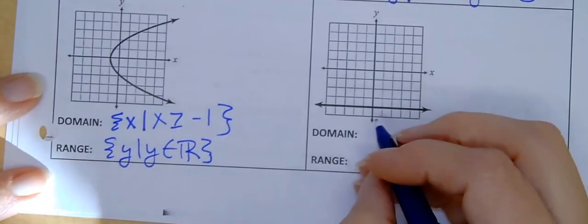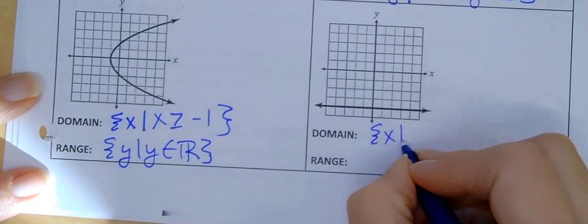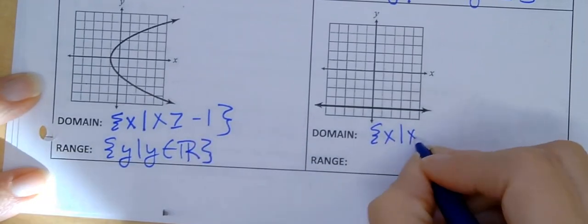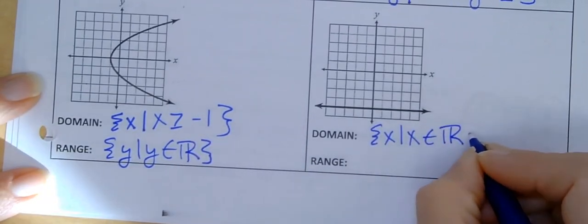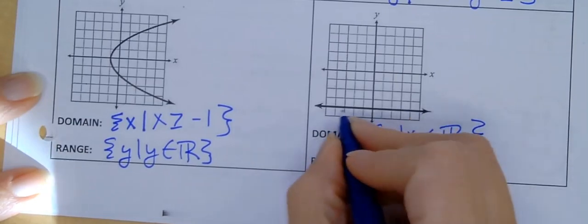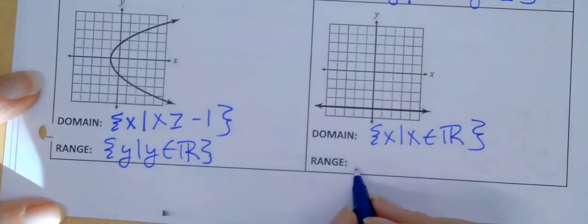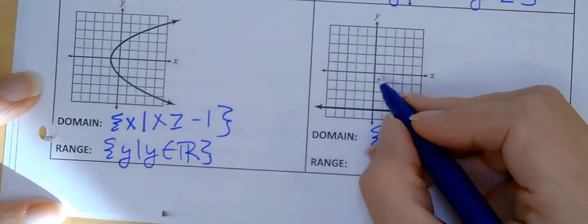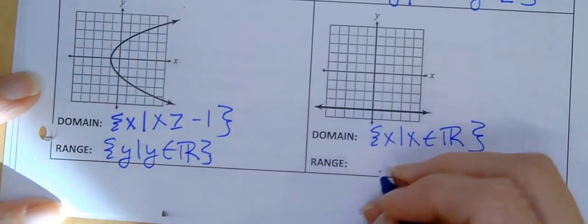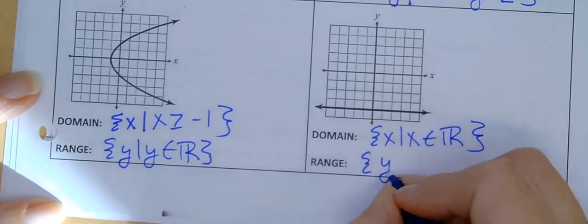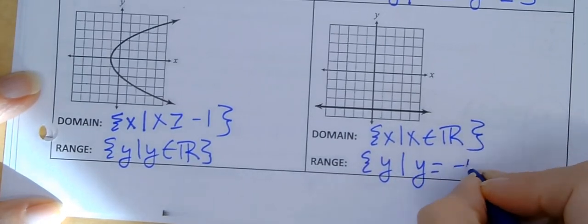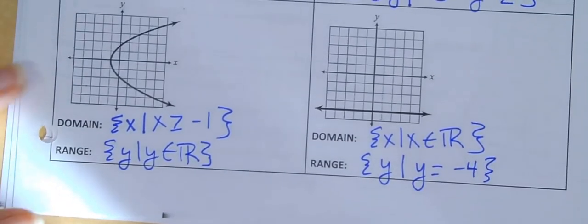My domain over here, x can be anything, right? X such that x is an element of the real number system, or x such that x is any of the real numbers. My range though, there's only one thing I can possibly have, -1, -2, -3, -4. That's all I can have, y such that y equals -4. No other options. Okay.